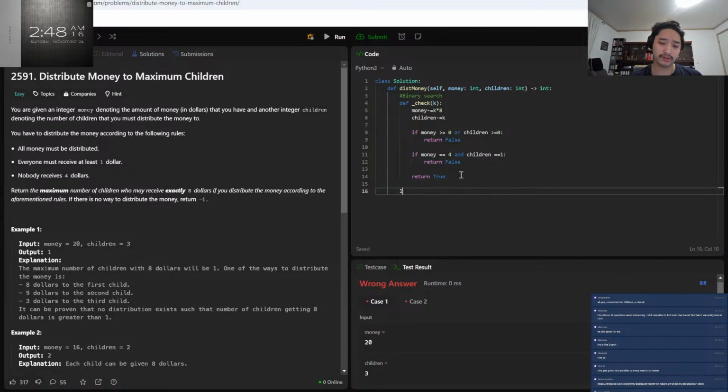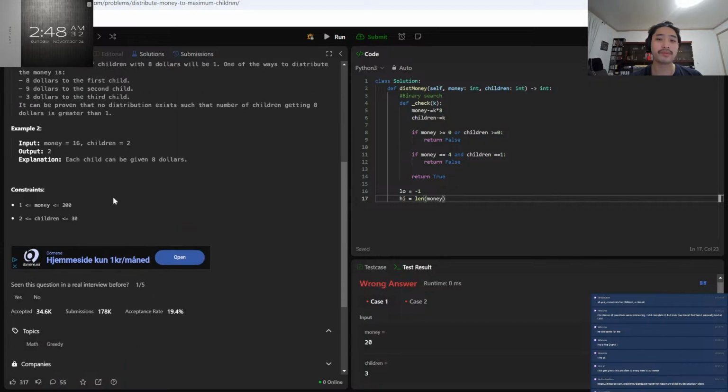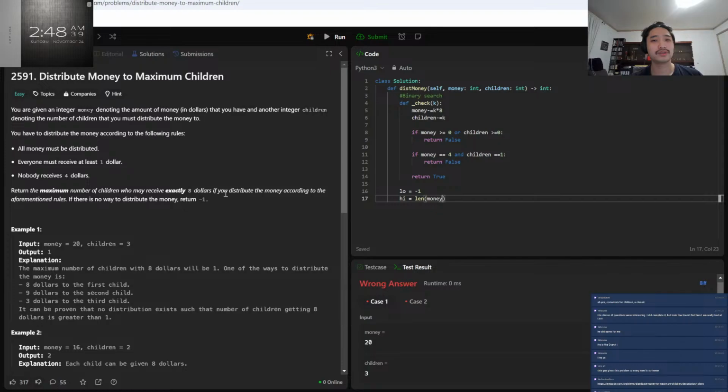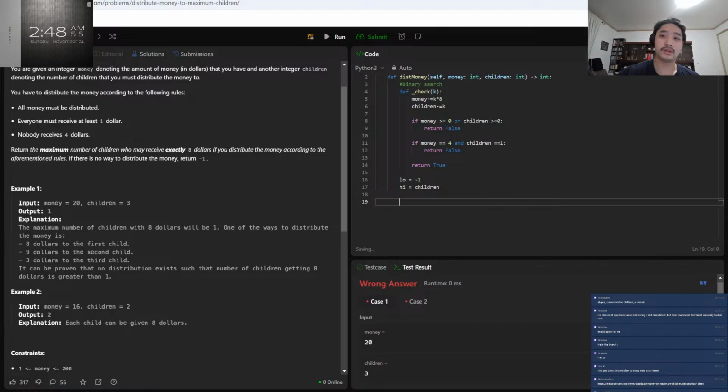And then we have a low equals -1 and a high equals len of... doesn't matter. Money and children should be equal to each other. No, I mean length. Okay, length is just 1 though. No, forget it, we're gonna find k. What's the maximum of k? Then it's just the maximum of children.